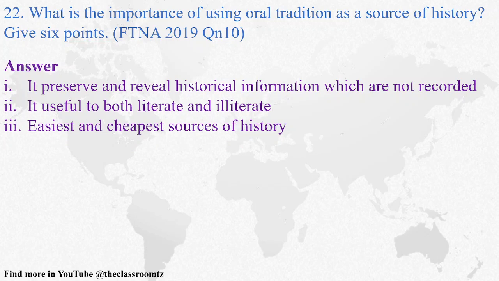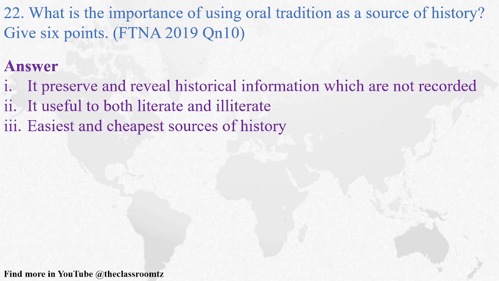Easiest and cheapest source of history. It's easiest and cheap because we don't need to pay money in order to listen to stories. But currently, because of the development of science and technology and people finding ways of making money, maybe somewhere you need to pay someone to tell you a story. But previously, it was our culture to tell the kids about past events for free. And sometimes we used oral tradition as a moral lesson, teaching the kids good things and bad things. That's why it was free, part of the class.